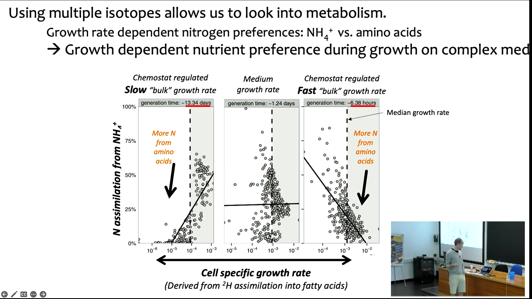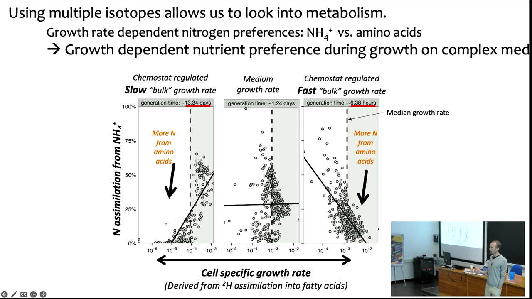But we're doing this chemostat experiment where we've got cells growing at long doubling times, growing slow, we've got this kind of medium rate in the middle, we've got this fast rate shown on the right. And apparently, this nutrient preference, it's not only growth rate dependent, but as you go from slow on the left to kind of this medium growth rate in the middle and fast on the right, it inverts.